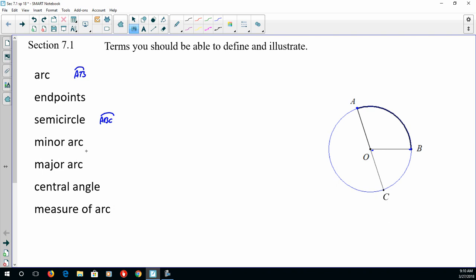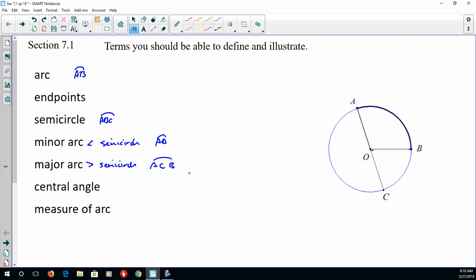Now, a minor arc is going to be something that's less than a semicircle. So in this case, AB is an example of a minor arc, BC as well. A major arc is going to be something greater than a semicircle. Okay. And for example, in this case, it would be the arc that goes from A through C to B.